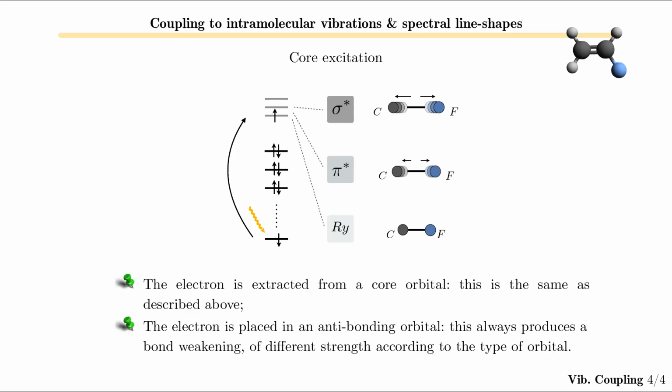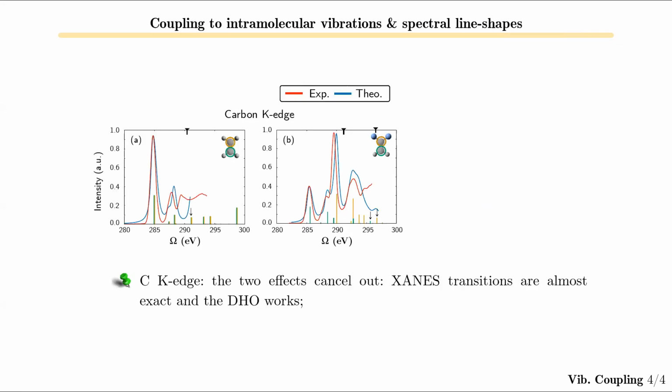But if we go to excitation, so not really just ionization, but excitation, we have what I've just described for ionization, but we also relocate the electron in an anti-bonding orbital. If we put it in a Rydberg orbital, nothing really happens, but if we put it in a pi star or in a sigma star, we have a further weakening of the bond. And we observe that in XANES spectra.